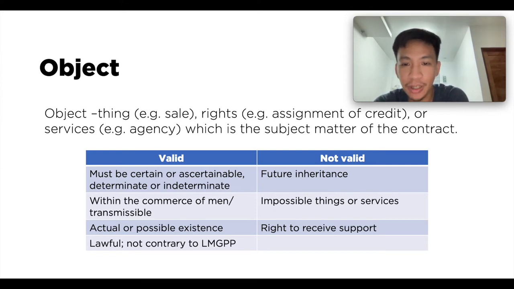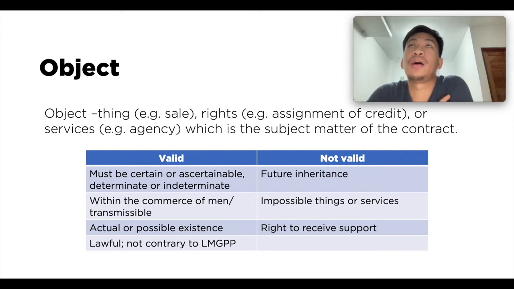Ano yung mga hindi valid objects of contracts? First, future inheritance. Hindi mo pwedeng ipagbenta yung isang bagay na ipapamana pa lang sa'yo. Okay? Kasi yung karapatan mo doon, bibenta mo na yung lupa ng tatay mo, ipapamana rin, mamamana ko rin naman yan later. So, that's not valid. Ano? Hindi siya valid na object ng contract because your right over your future inheritance is still in nubibus. What do you mean by that? It is still imaginary. Ano?